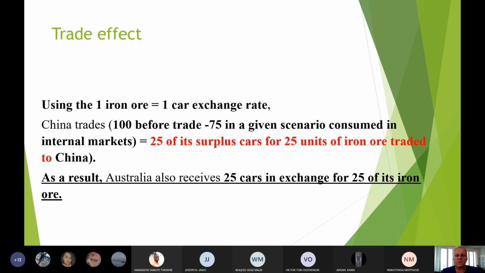Therefore, the rest of this 100, which was the production capacity for China and is now 75, will be replaced through international trade, shifting the market from 75 to 100 and enlarging the market towards Australia, and this is then the trade impact. As a result, Australia also receives 25 cars in exchange for 25 of iron ore. This bilateral trade relation is expected in the market.